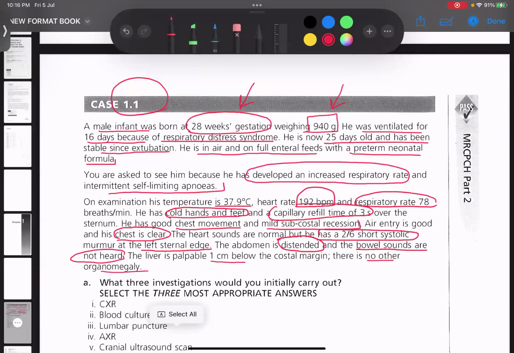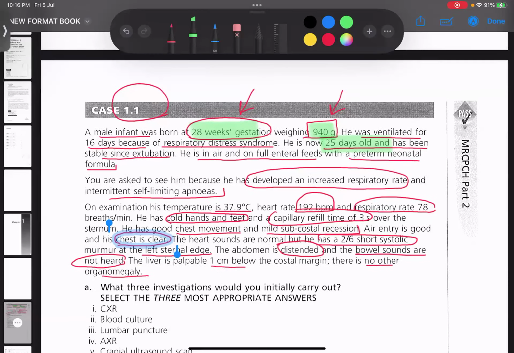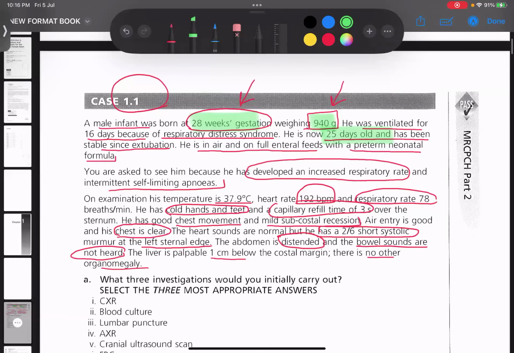Okay. So I'll again highlight the most important points and summarize this case. This is a male infant. He was born preterm at 28 weeks. Now he is 25 days old. He was a premature baby as well as a very low birth weight baby. He was ventilated for about 16 days after birth due to respiratory distress. After that, he has been on a preterm neonatal formula.